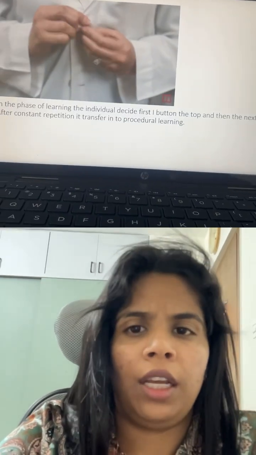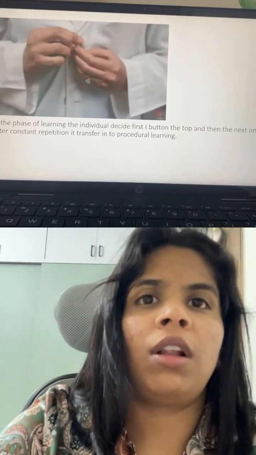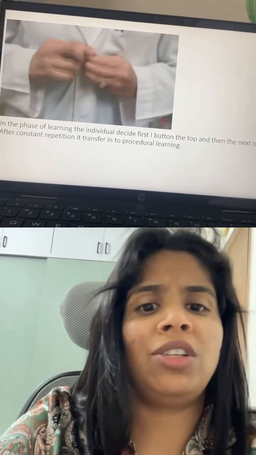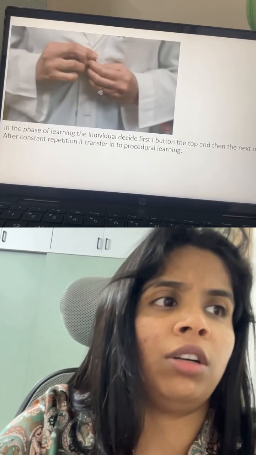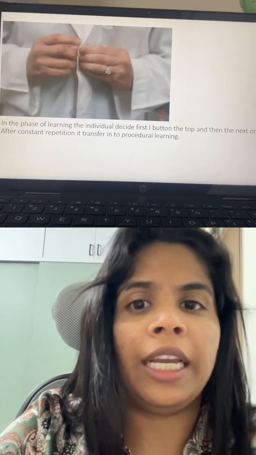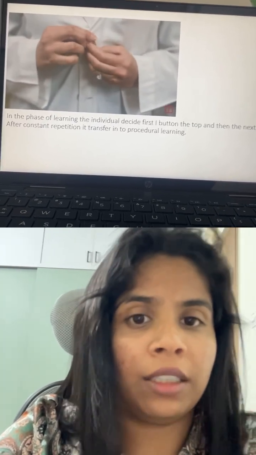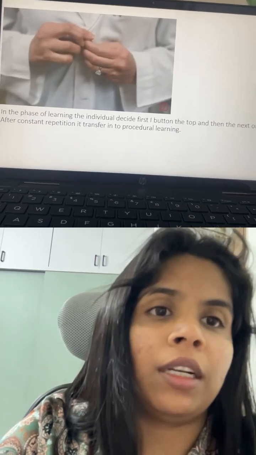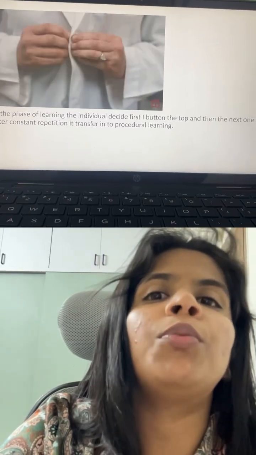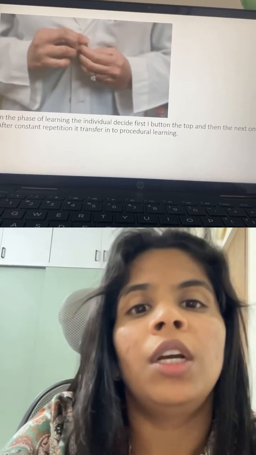So let's see. In the phase of declarative learning, the individual is trying to learn how to button the shirt. After the stroke, the patient learns how to button and unbutton his shirt. It's a type of activity which we teach the patient for fine motor activity. Previously, he learned with more awareness, with cognitive ability, and it's a type of explicit learning. But after a certain period of time, when he learned that process, that performance converted into procedural learning. After repetition, that converted into the procedure, which becomes the habit of the individual.